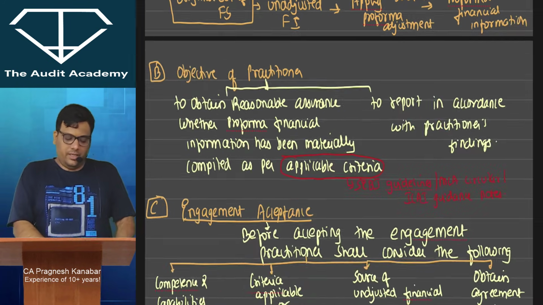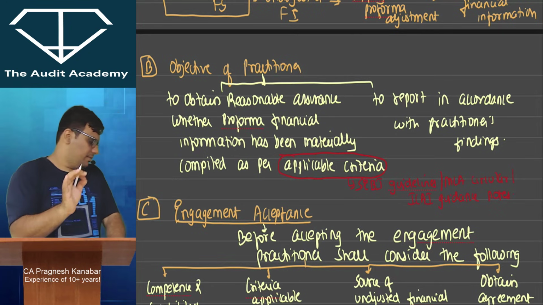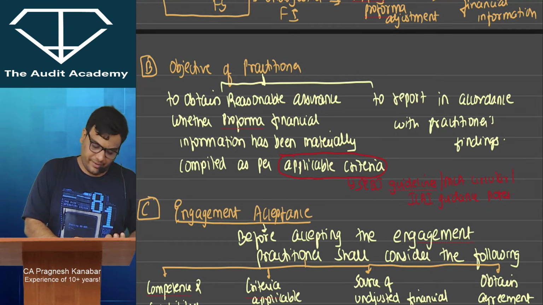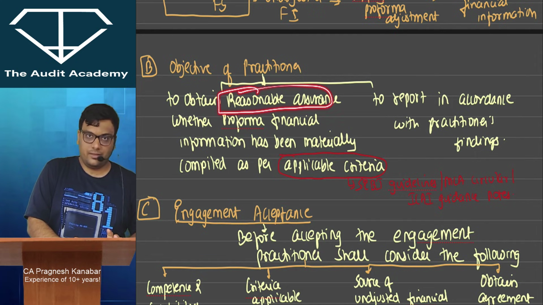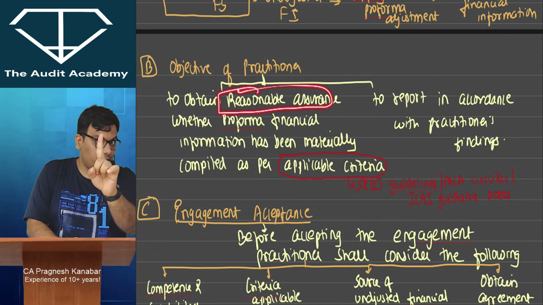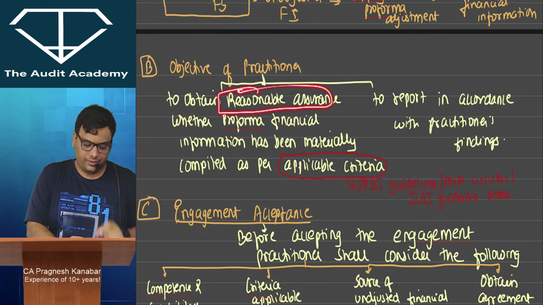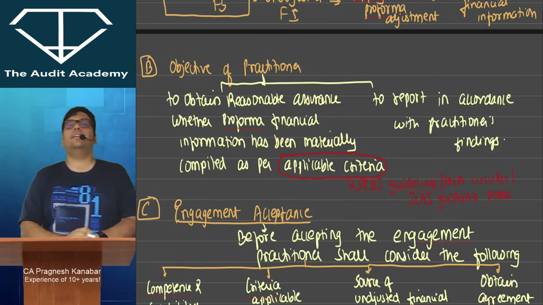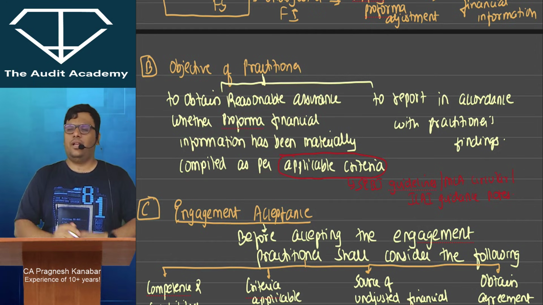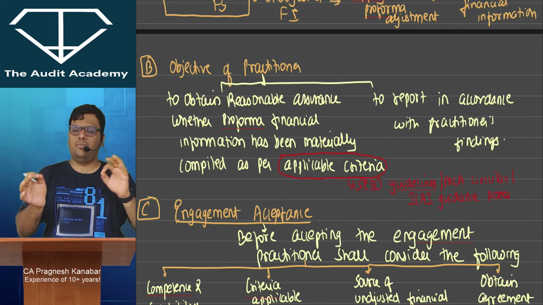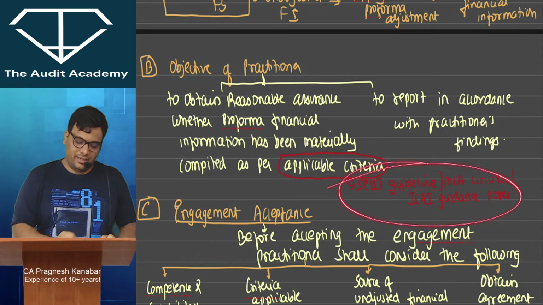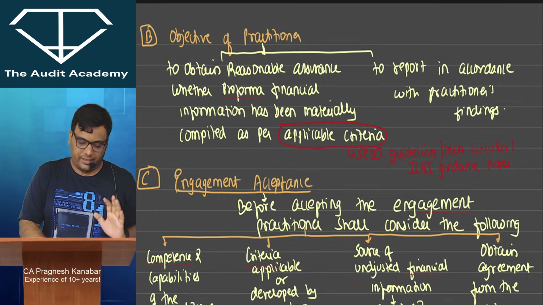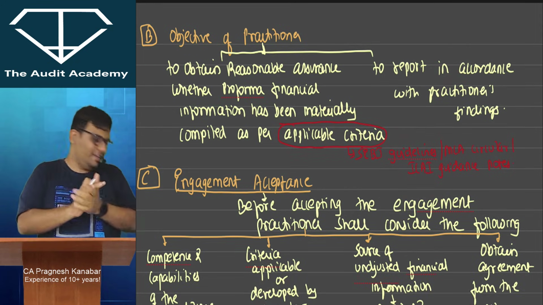Okay, so what will be the objective of the practitioner? Again, they are using the word practitioner. Sometimes auditors do it, some practitioner, but that's okay. Even if you use auditor over here, it's fine. To obtain reasonable assurance, positive assurance, not negative assurance, whether pro forma financial information has been materially compiled as per applicable criteria. One more time, whether pro forma financial information has been compiled as per applicable criteria. And I've just given the list of criteria over here, nothing else. To report in accordance with the practitioner's findings. Now you have all the words on the tip of your tongue. Now see, this goes very fast.